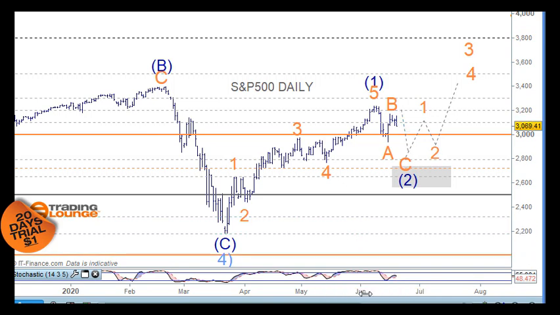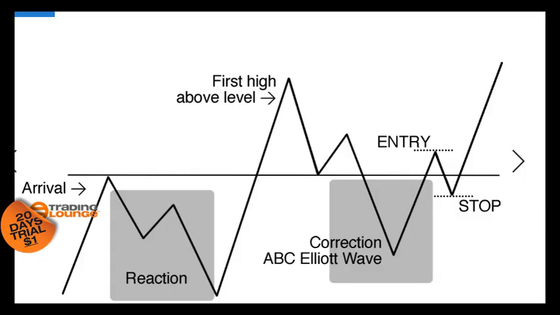But just before we do that, the bigger pattern across this particular level here, we've been looking for a classic trading levels pattern where we have the arrival, the reaction in 3 waves, the first high above the level, then the A, the B and the C correction here, then finding support over here and moving up. And that particular pattern, as you may know, looks like this here.